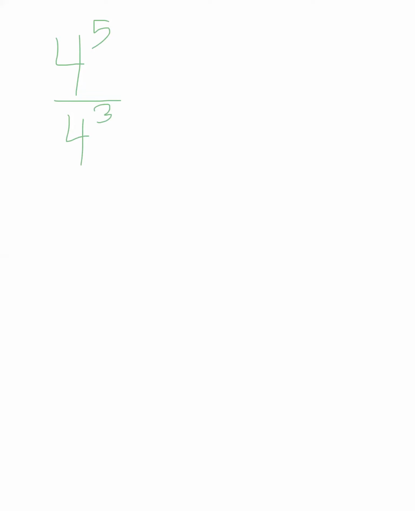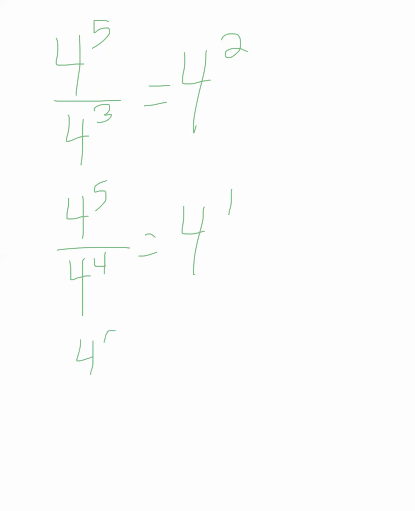Okay, there's a rule that we're not going to get too far into, but there is a rule that if you divide two numbers with the same base, you can actually subtract their exponents. So this would actually equal 4 to the 2nd power, because 5 minus 3 is just 2. If I had 4 to the 5th over 4 to the 4th, that means I would get 4 to the first, right? Okay. And then what if I had 4 to the fifth over 4 to the fifth? Well, that gets me 4 to the 0.